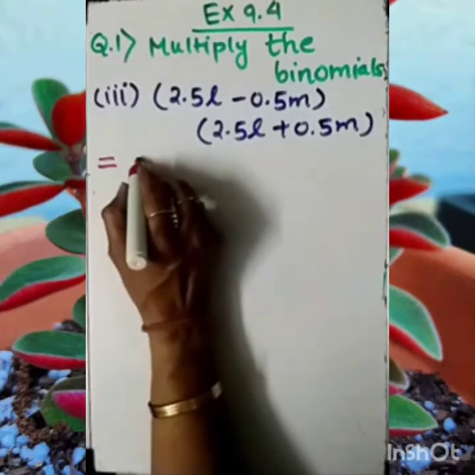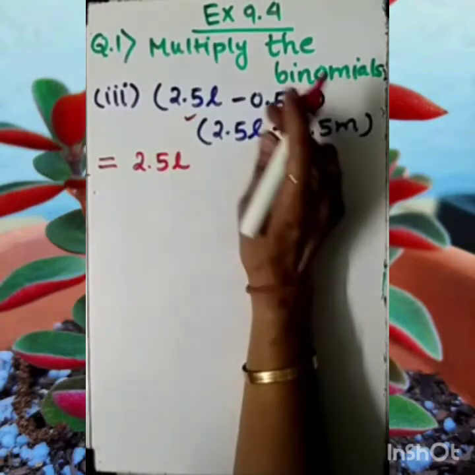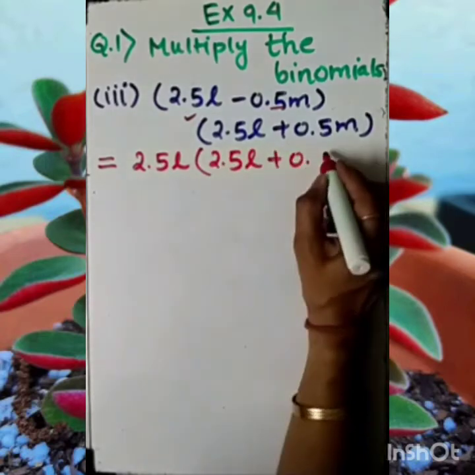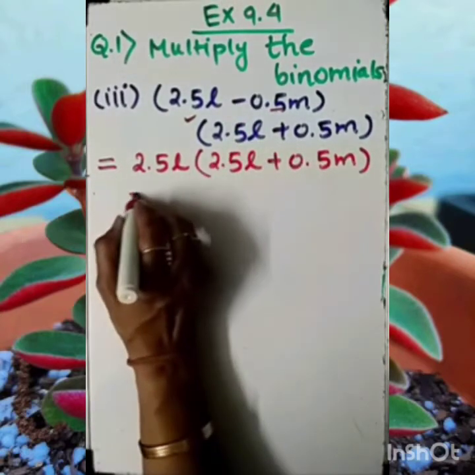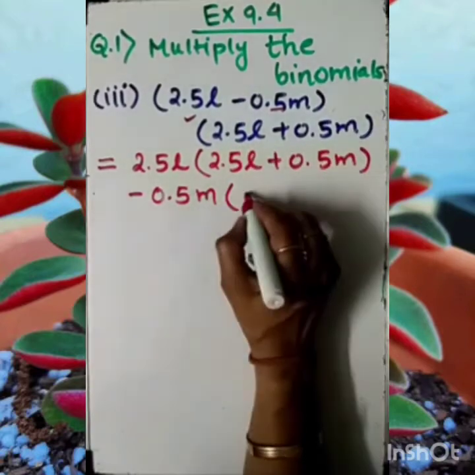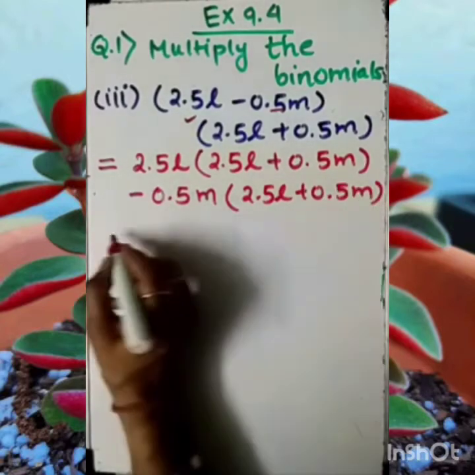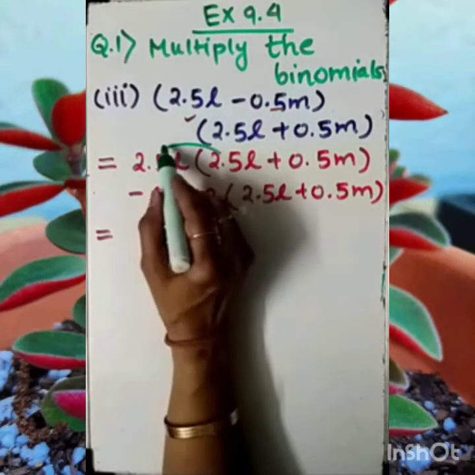So we need to write the first term of the first binomial here. Okay, this I am writing. So in another bracket, I am writing 2.5L plus 0.5M, that is also binomial. Now, as we know that here it is minus, so I need to write minus 0.5M, and this full term I am repeating here. Okay, it's clear. The first step is very easy. We are multiplying with the first term, then the full bracket, second term, then the full bracket. Okay, now one by one we need to multiply with these terms.